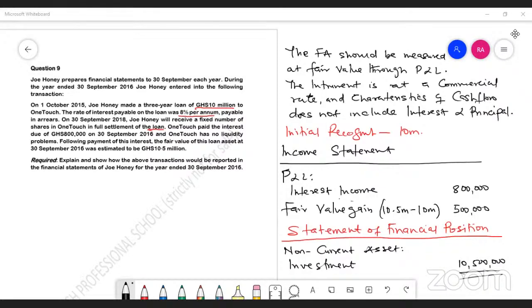In this question, I'm explaining that you see, it wasn't at a subsidized rate. It is at a commercial rate. And they said that instead of paying cash as principal, as redemption, they are going to issue shares, meaning there's nothing like principal amount payment. So it cannot be measured at amortized cost. Neither can it be measured at fair value through OCI. So it will be left with fair value through P&L.